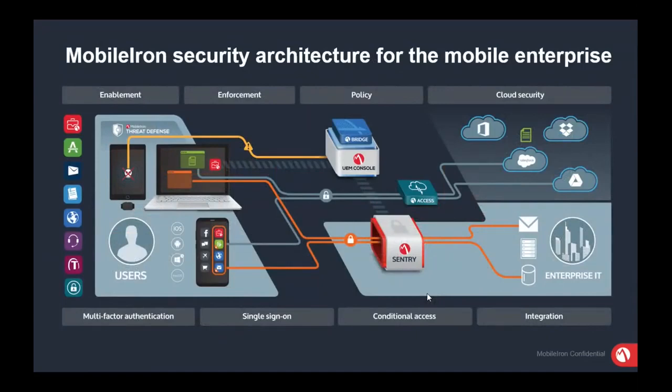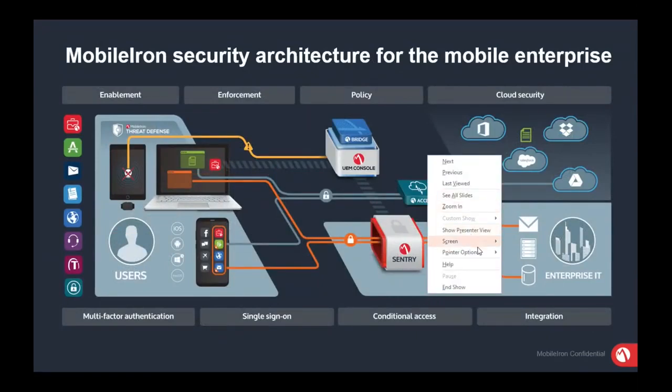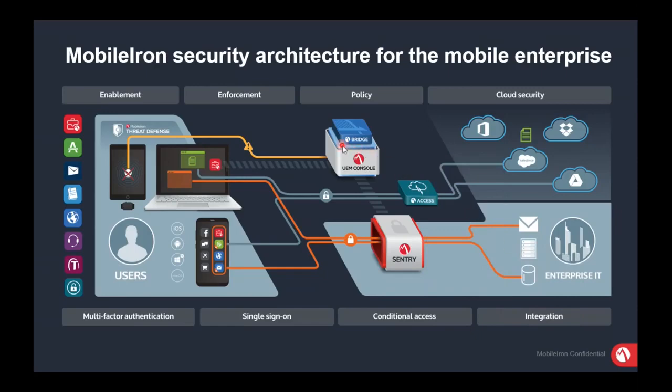This is the high-level architecture of MobileIron. We basically have two servers in the DMZ: one is the EM console, and the other is the Sentry. The EM console is the heart of the solution, used to manage policies, configuration, devices, users, and everything. Sentry just acts as a gateway. Upon successful authorization and authentication from the EM console, Sentry allows access to the backend services, whether on-prem resources or in the cloud.